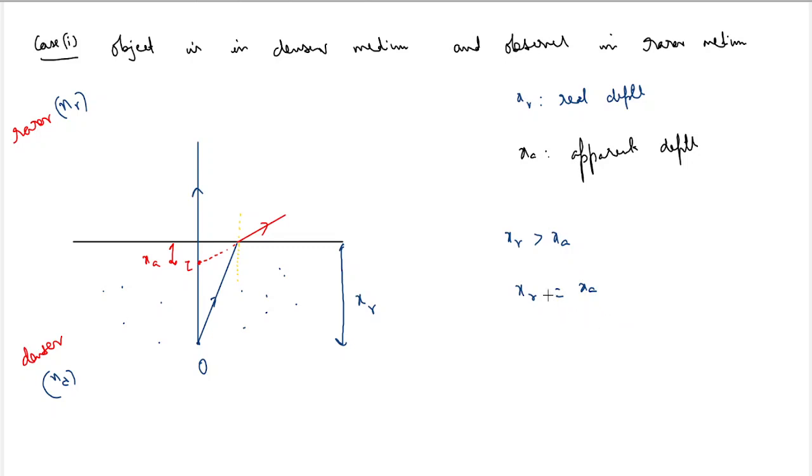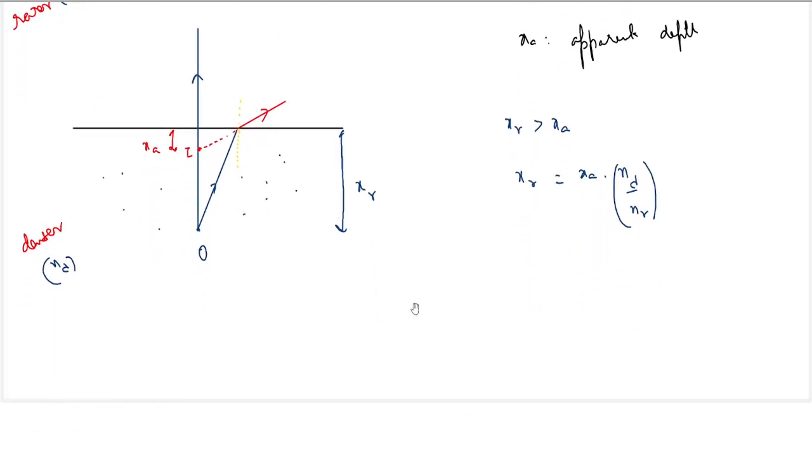Since x real is more than x apparent, what we get would be n d by n r. It's again based on common sense because x real is more than x apparent. Now if you want to find x apparent, it is equal to x real into n r by n d. So this is the required formula between the two depths.